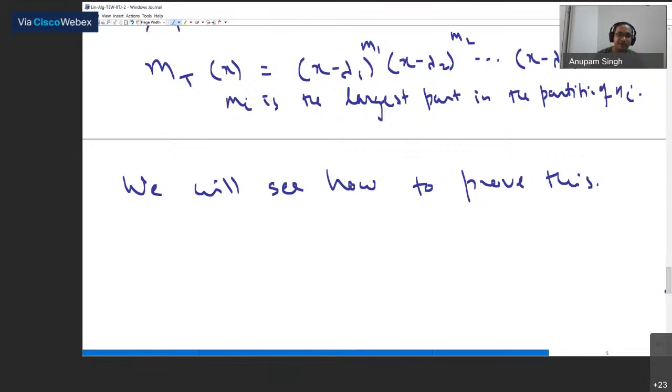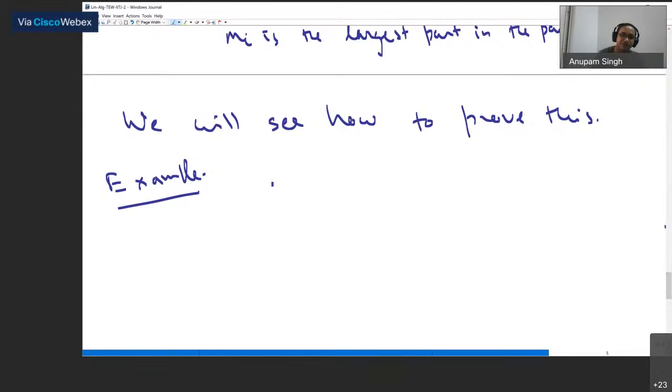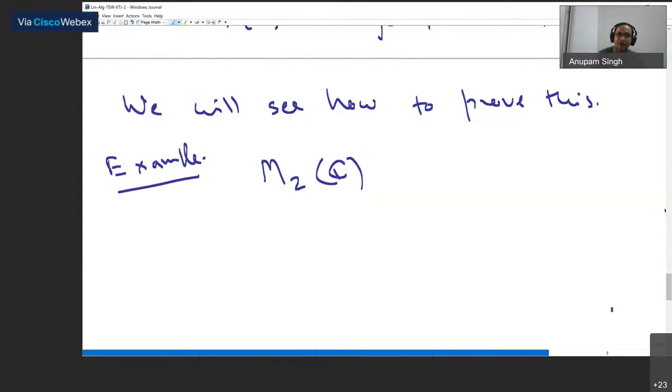So as an example, maybe I should just write down an example. This is useful. Can we apply the Jordan decomposition? So let's do the simplest example, and I will give you as an exercise to do the same thing for M3. So let's look at M2(C), and what we are asking is to write down all possible Jordan canonical forms.